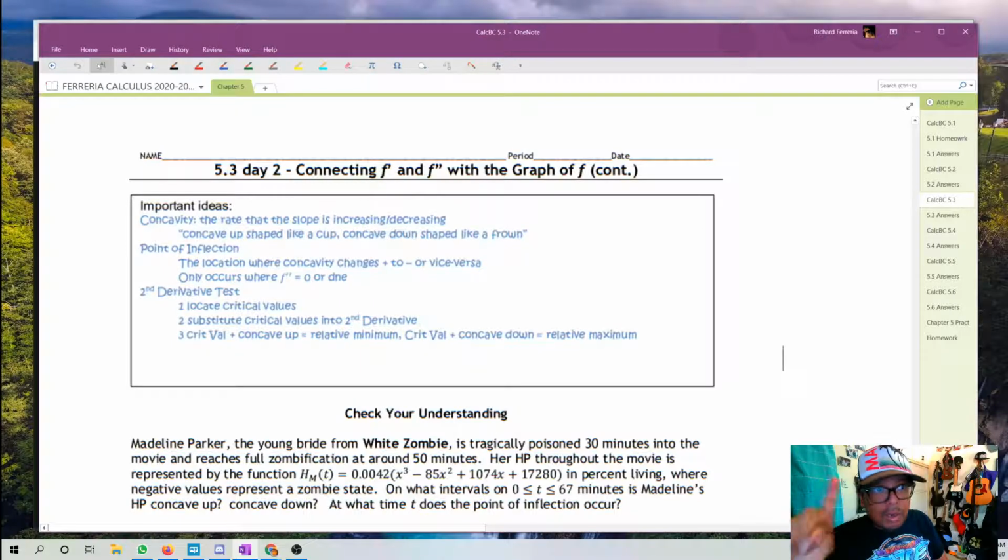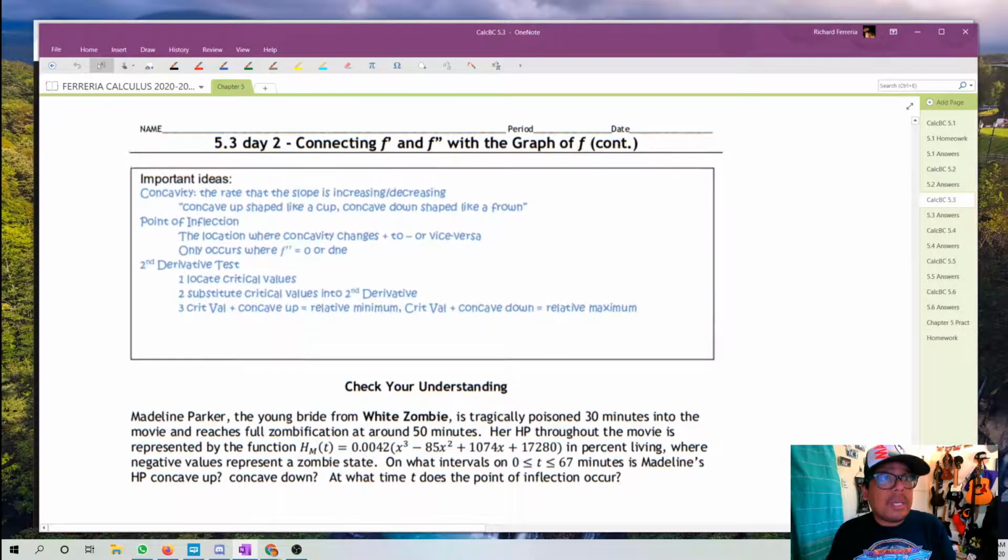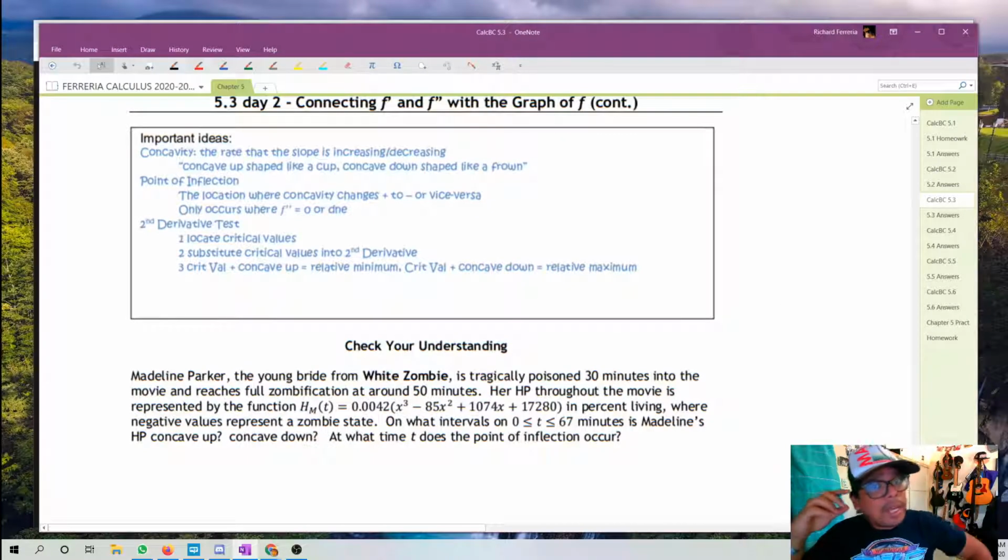And finally, we have our second derivative test, which can be broken down into 3 parts. Number 1, locate the critical values. Number 2, substitute those critical values into the second derivative. And number 3, if you have a critical value and concave up, you have a relative minimum. Critical value and concave down, you have a relative maximum. So those are our important ideas.